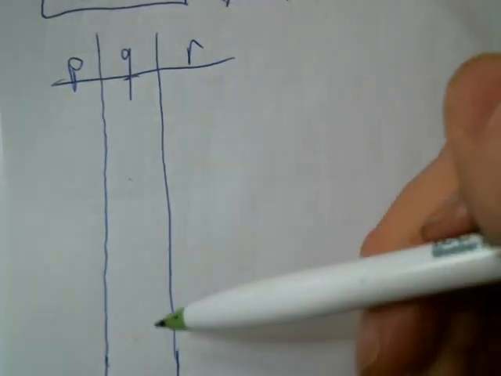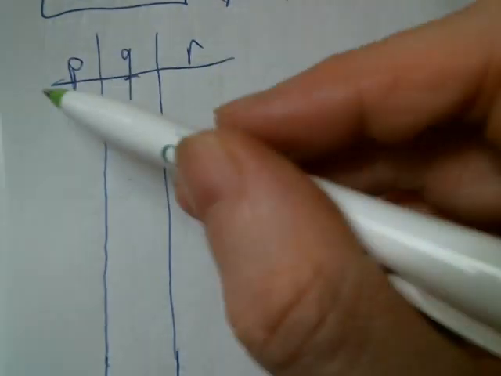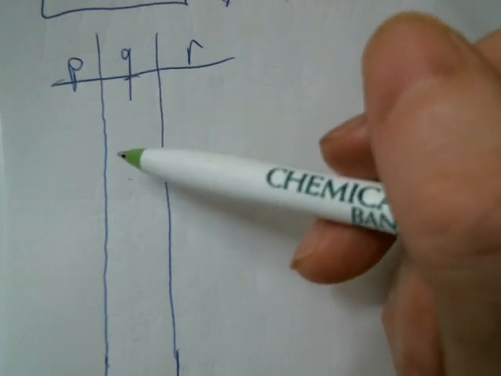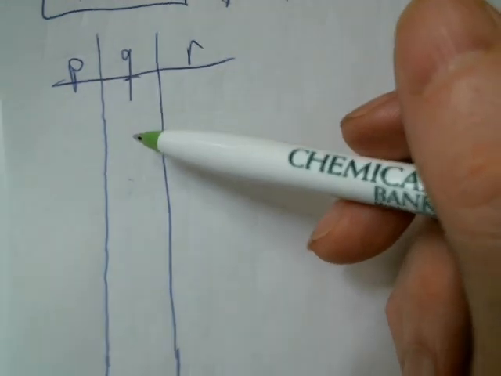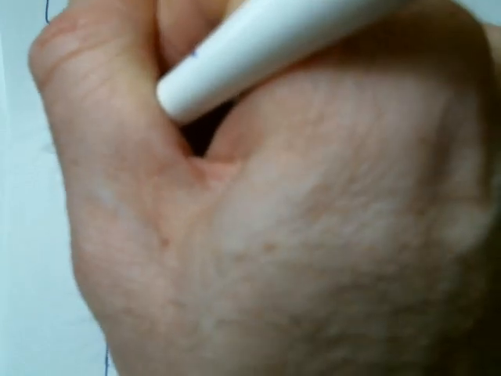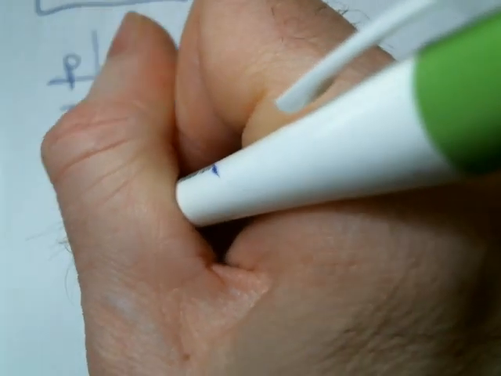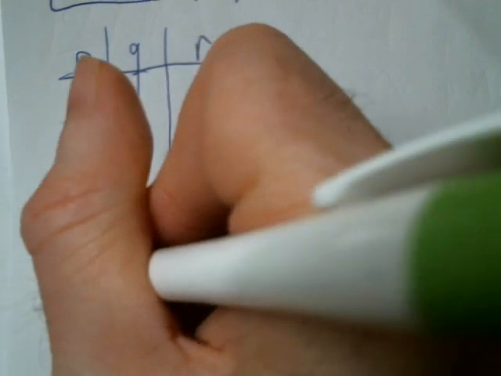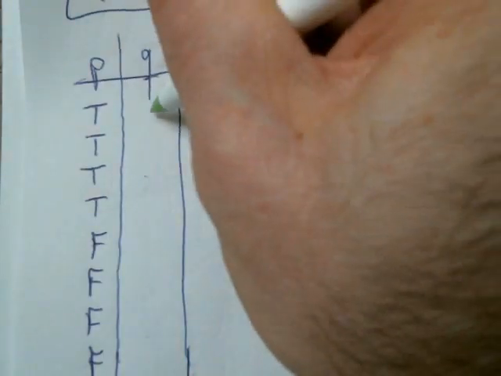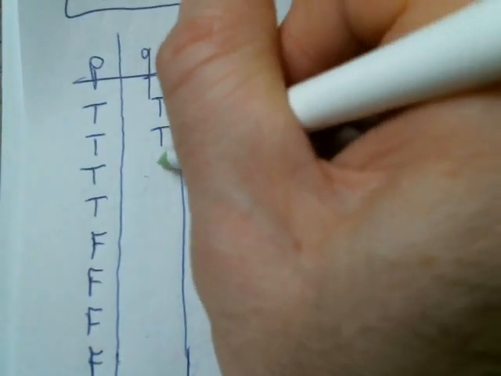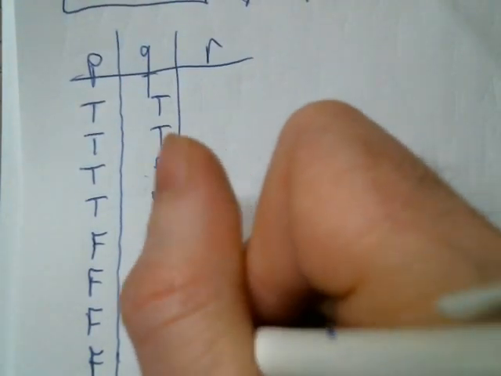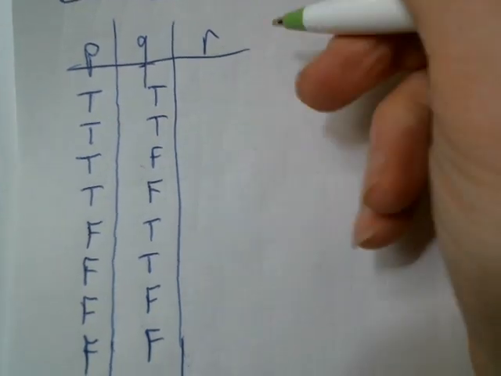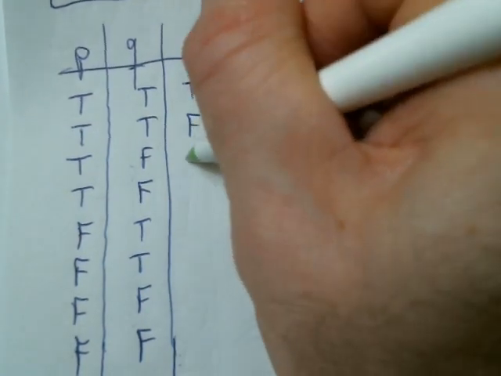The number of rows is always 2 to the number of statements you have. So before, if you have 2 statements, it's 2 to the 2, so you have 4 rows. If you have 3 statements, it'll be 2 cubed, so you'll have 8 rows. So true, true, true, true, and then 4 falses. This guy will go true, true, false, false. And then you just let this guy alternate true, false, true, false.